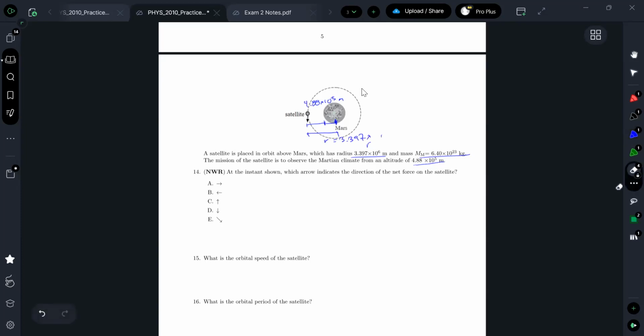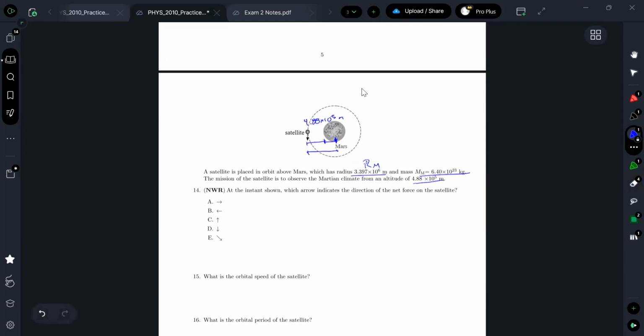Oh, nope, that is incorrect. That is not my total distance. It says Mars has a radius of that, so maybe more appropriate to call that capital RM. It's saying this right here is 3.397 times 10 to the 6 meters. So my total distance from the satellite to the center of Mars is that distance RM plus this altitude. That will give me R.